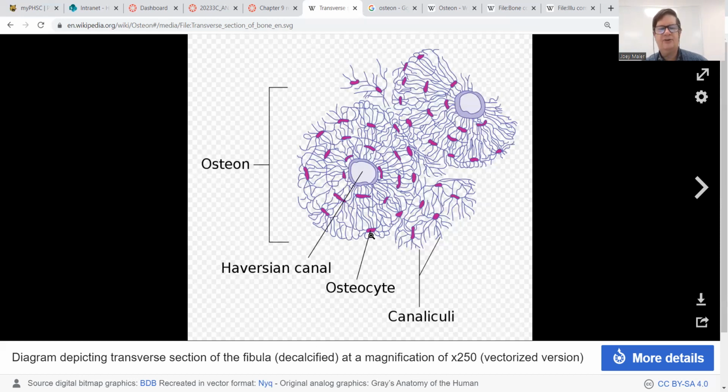Anyway, those are the basic parts you need to know for the osteon. I want you to know the central canal. I want you to know the canaliculi, the lacunae, the osteocytes living inside of them. I want you to know the lamellae are made out of hydroxyapatite.